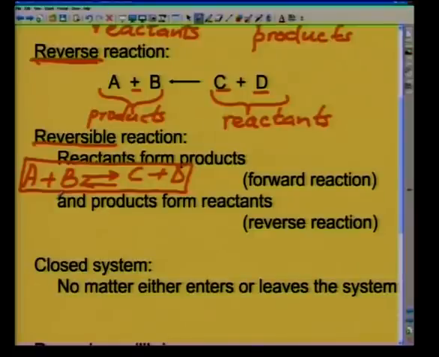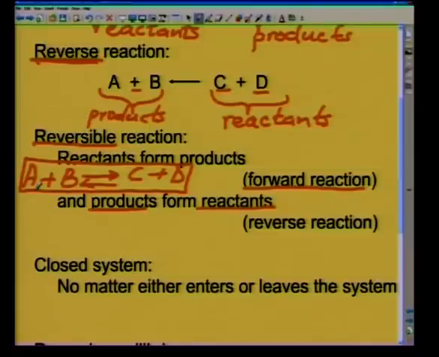That's what it means. So reactants form products in a forward reaction. A and B gives us C and D. And products form reactants in a reverse reaction. C and D gives us A and B.